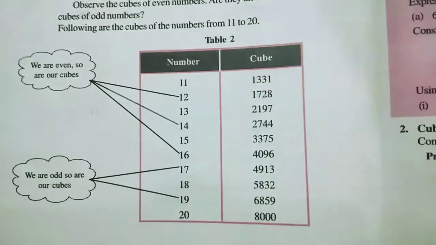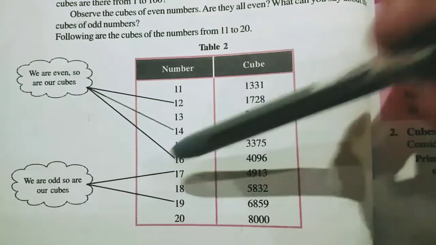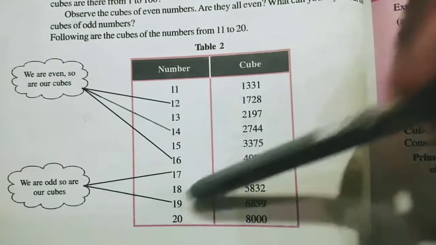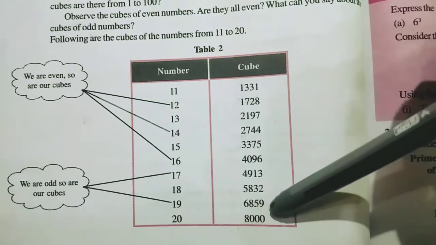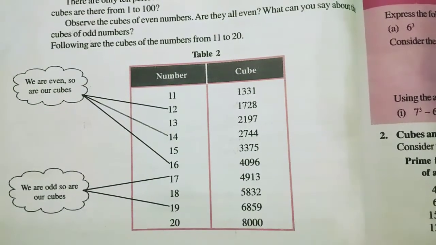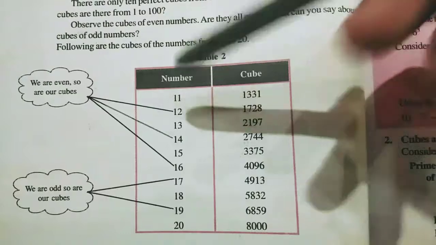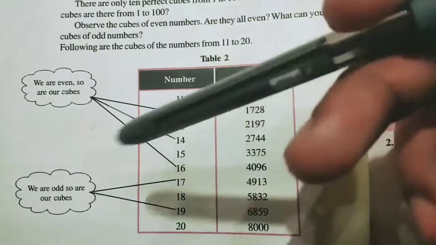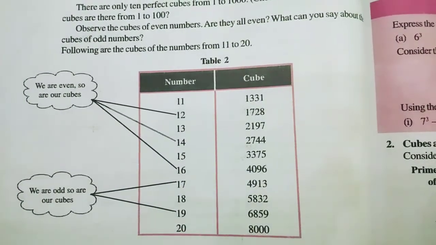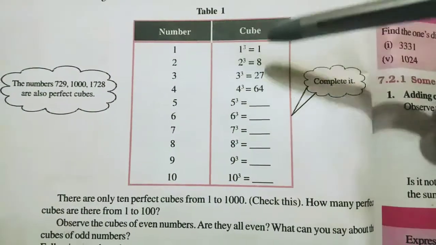and here it is written, we are odd, so are our cubes. That means odd numbers have odd cubes. 17 is an odd number, the cube is also an odd number. 19 is an odd number, the cube is also an odd number. Now, understood the concept? The main concept you have to remember is that the cube of any even number is also an even number and the cube of any odd number is also an odd number. That's it. Fine.